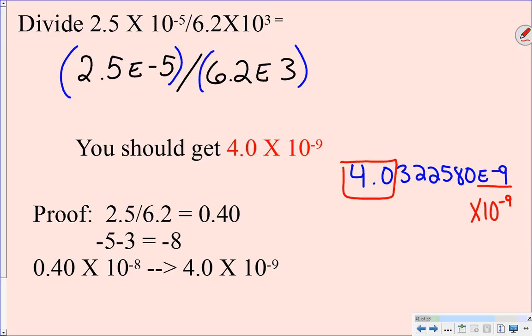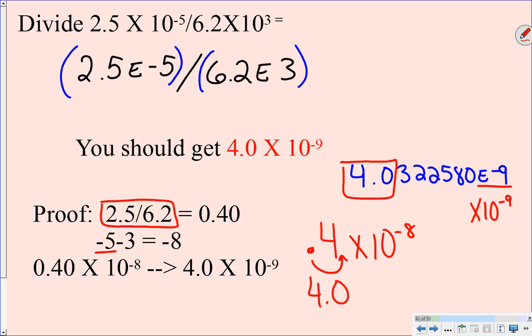To prove this to you mathematically, if we divide our two mantissas, we would get 0.4. If we take our two exponents, which are negative 5 for the first one, and positive 3, but we're dividing them, so we're going to subtract negative 5 minus 3, we should have an exponent of negative 8. So what that would really give us in scientific notation would be this, which is not correct scientific notation. We have to move our decimal over 1, which ends up with 4.0 times 10 to the negative 9.